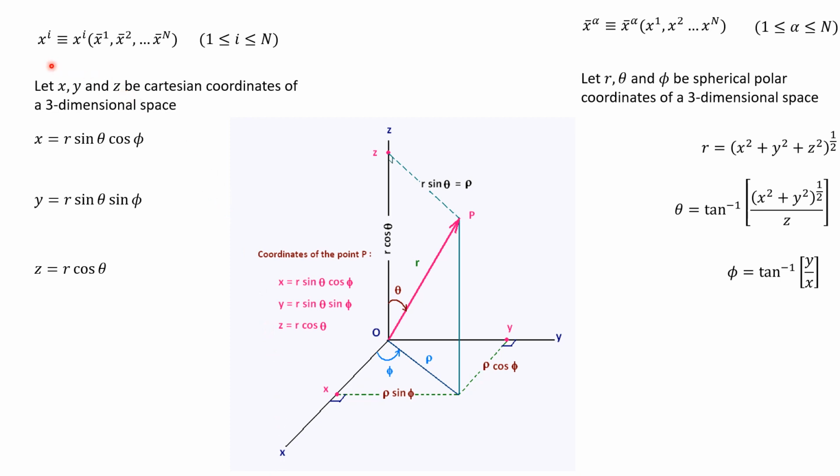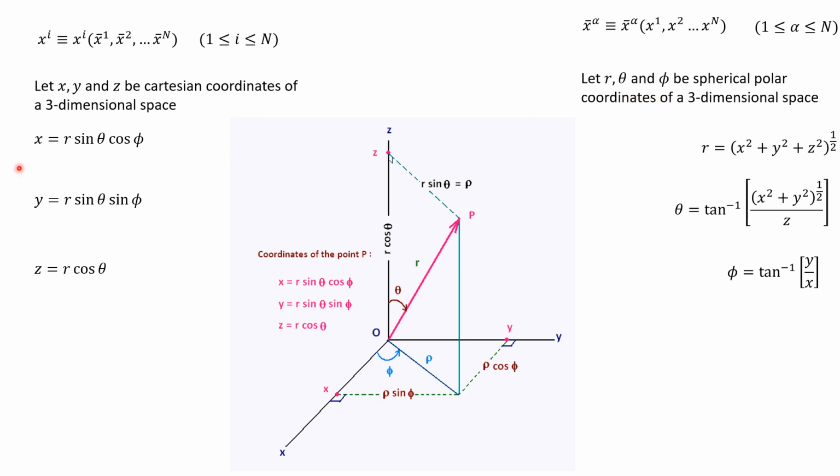We can understand the previous discussion with the following example. We have an unbarred coordinate system and a barred coordinate system. For the unbarred coordinate system, let us consider the Cartesian coordinates x, y and z in a three-dimensional space. And for the barred coordinate system, let us consider r, theta and phi, that is the spherical polar coordinates in the same three-dimensional space. In the Cartesian coordinates, x, y and z are independent of each other. Similarly, in spherical polar coordinates, r, theta and phi are independent of each other.